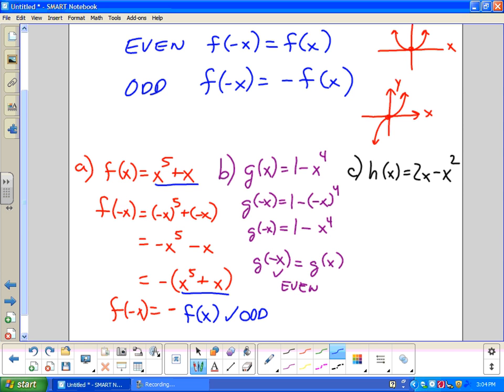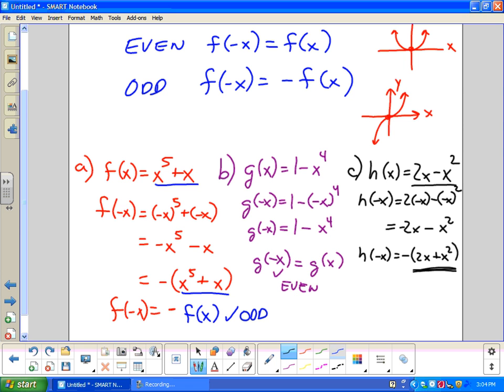Haha, even. Okay, what about the last one? You got to guess? When we look at it, students usually see a pattern here. H of negative x equals 2 times negative x minus negative x squared. Be very careful of order of operations. This is not positive. This is negative. So then I pull out the negative, and here's what I want you to catch. When I pull the negative out, I see negative 2x plus x squared. And I want you to see that this and this are not the same. So guess what? It doesn't work out for either of the two cases. So the third case is neither.